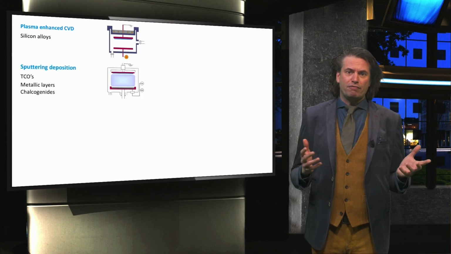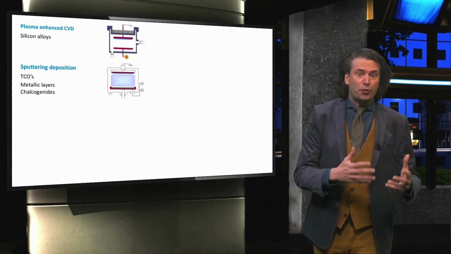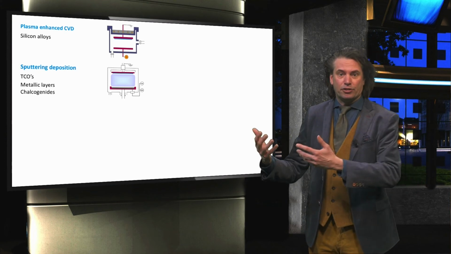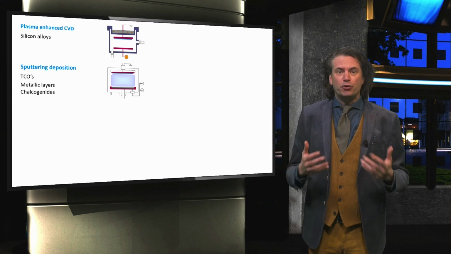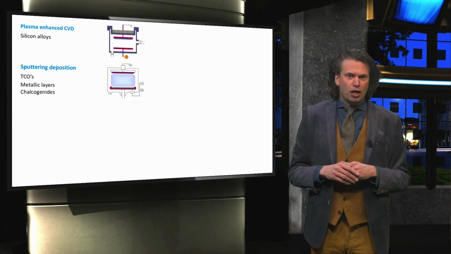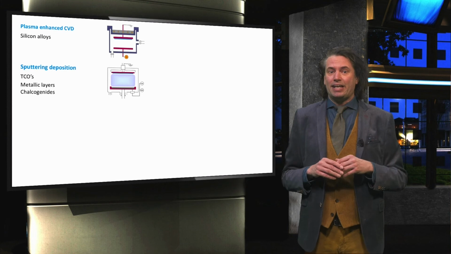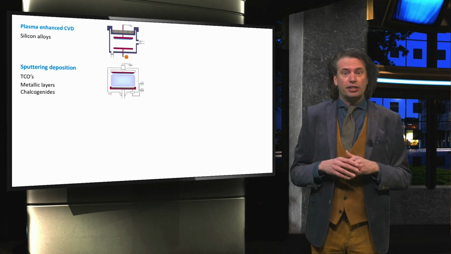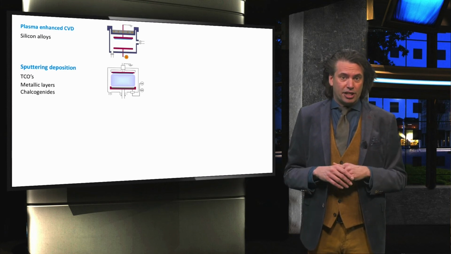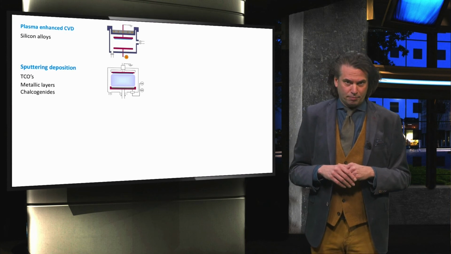PECVD is primarily used for thin film silicon alloys. Sputtering involves the evaporation of a target material through bombardment by heavy ions. Sputtering is primarily used for the deposition of TCOs, but can also be used for metallic layers and chalcogenides like CIGS and CZTS.